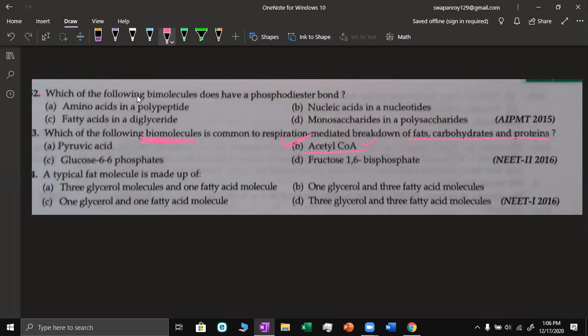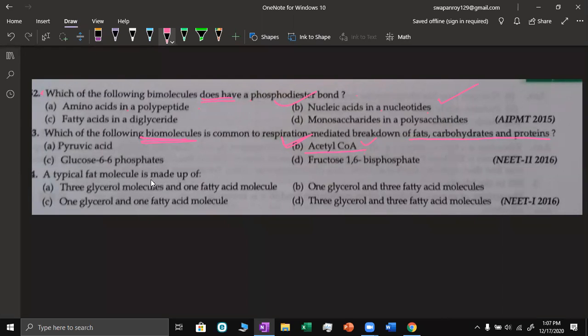This question: which of the following biomolecules does not have a phosphodiester bond? Nucleic acid in a nucleotide, amino acid in polypeptide, fatty acid in diglycerides, monosaccharides in polysaccharides. Which of the following biomolecules does not have a phosphodiester bond? Nucleic acid in nucleotide does have a phosphodiester bond.